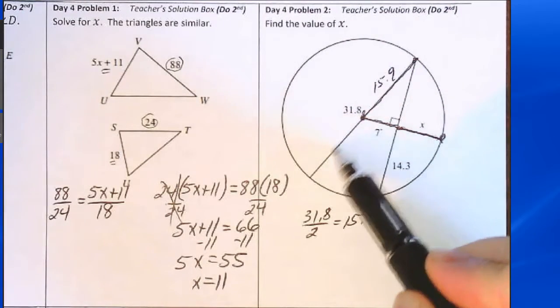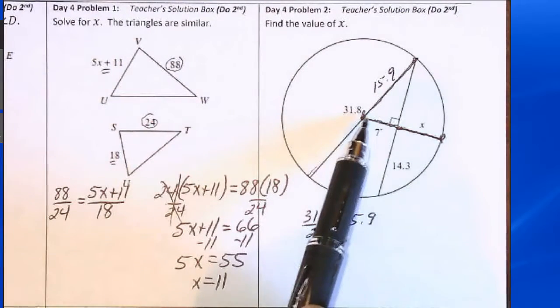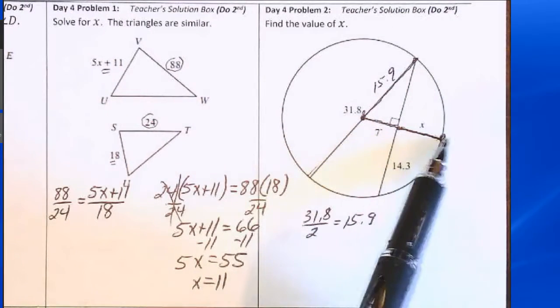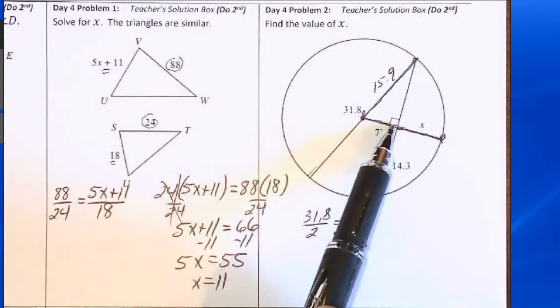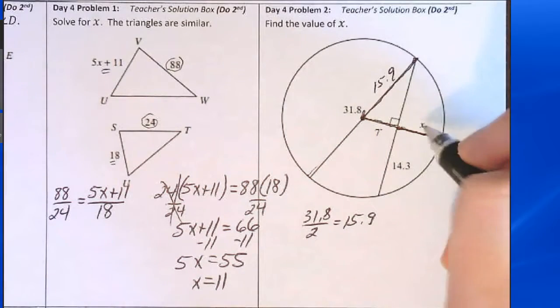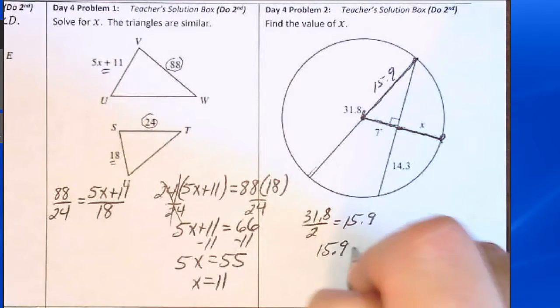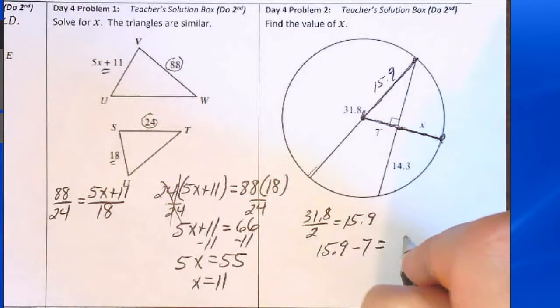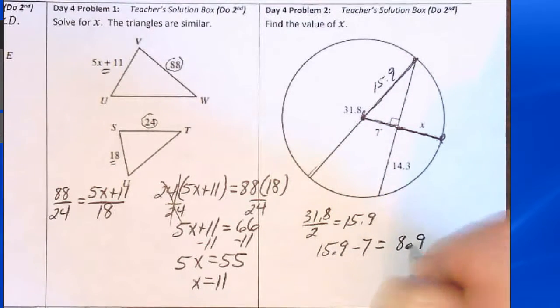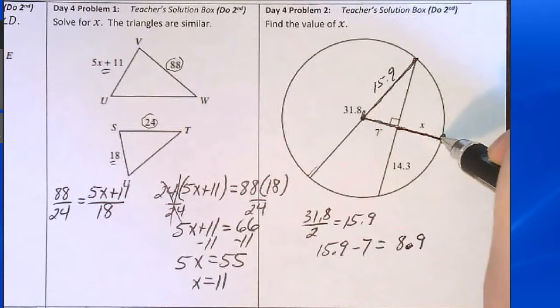Likewise, from the center to this edge is 15.9. And more importantly, from the center all the way to this edge is 15.9. If this much of it is 7, we could subtract 7 from 15.9 to find the answer for x. So 15.9, subtract away the 7, is 8.9. So the x has to be 8.9 units.